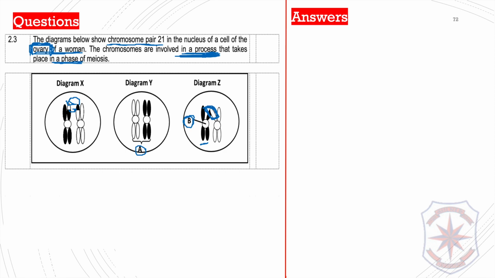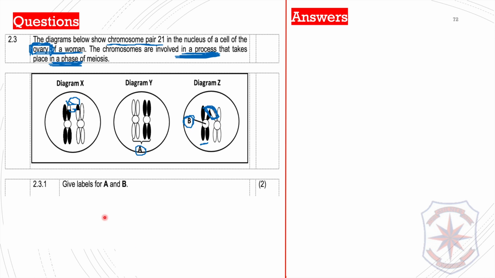And they say that these three diagrams are showing a phase of meiosis. So all three of these diagrams are involved in one phase. And where, or rather when, does the process of crossing over take place? It takes place during prophase 1. Okay, let's now look at the questions.